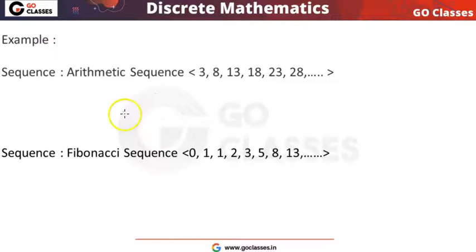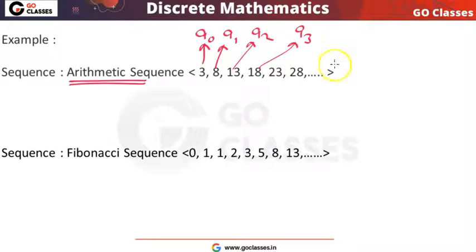For example, let's take an arithmetic sequence. This is a very simple sequence: 3, 8, 13, 18, 23, 28. So this is an arithmetic sequence. In this sequence, this is our A0, this is our A1, this is our A2, this is our A3, and so on. Any term you take, for example this term, which is A4, we can notice that A4 depends on A3.